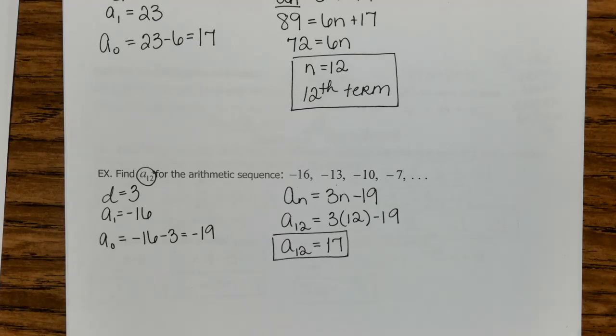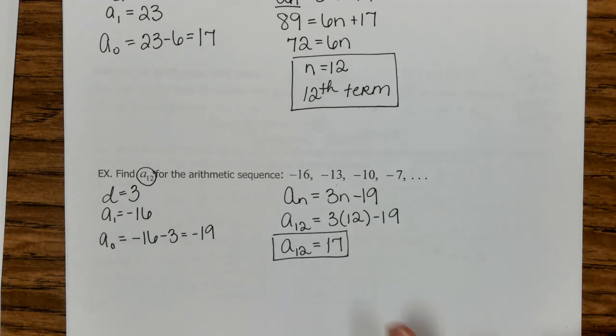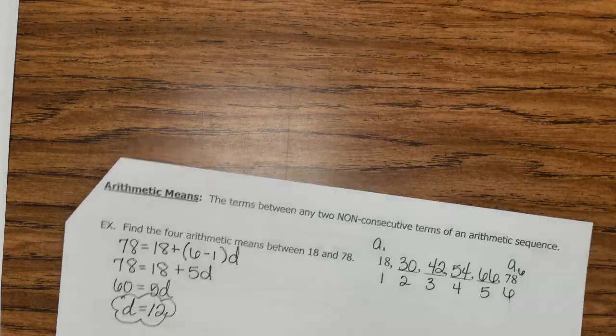So I understand you could add 3 a million times in your calculator, but I don't want to see that. I want to see your algebra. Okay? Y'all have any questions over this?